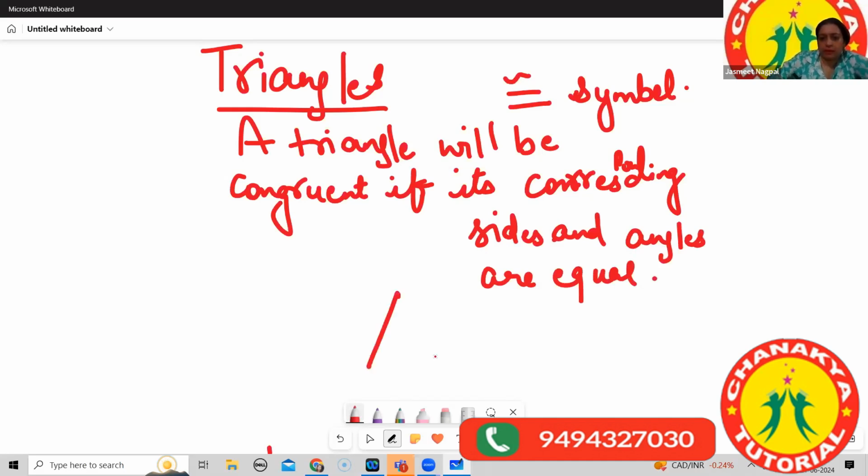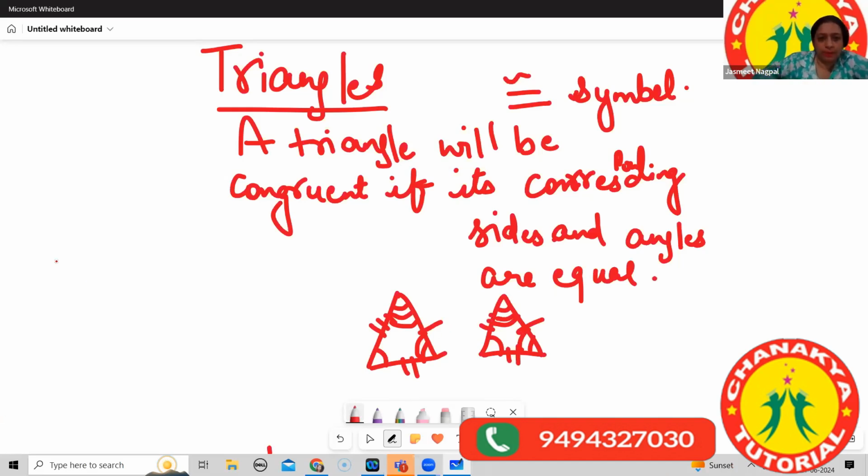Suppose this is a triangle and this is another triangle. So this is equal to this, that one is equal to that one, and this one is equal to this one. And this is a side. Side equal to side. This side is equal to this side. This side is equal to this side. So that you can say it is congruent.